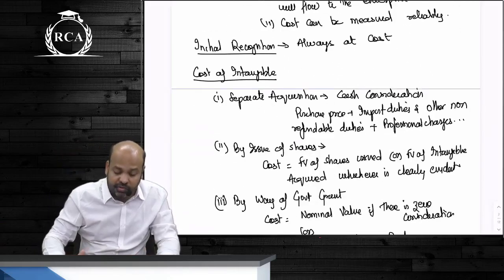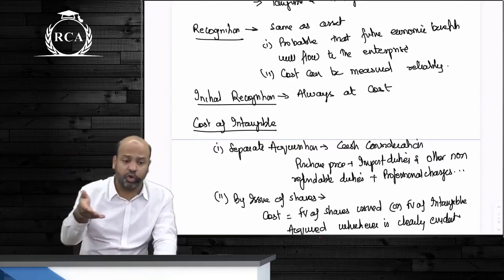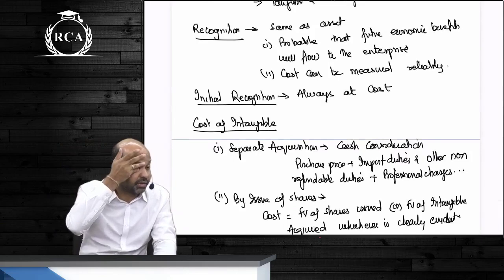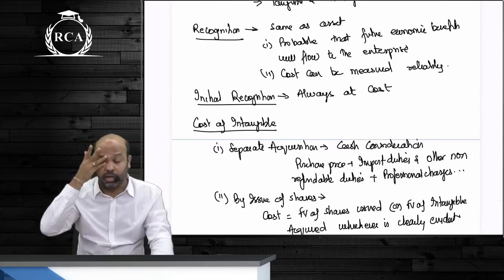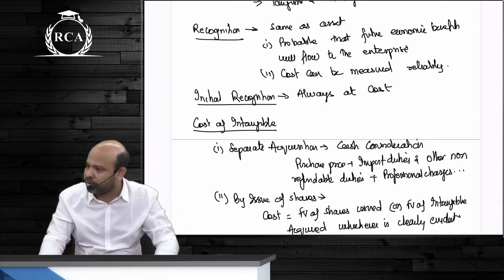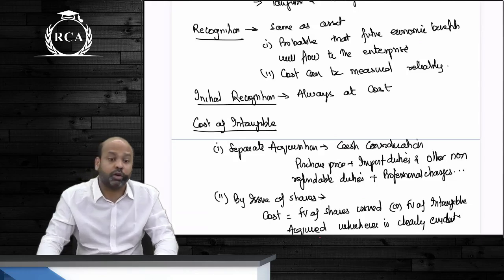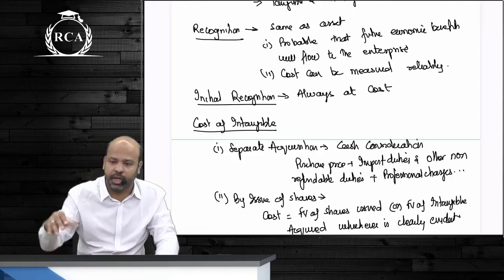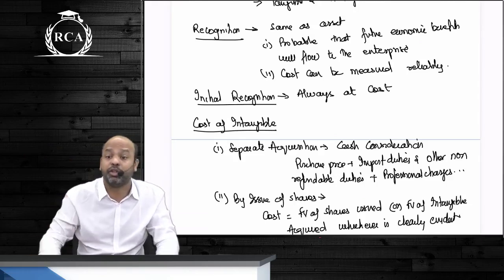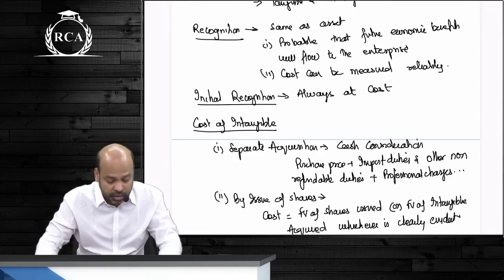Next, beta, after this, we moved on to the recognition criteria. I just told you, beta, 2 minutes back. Recognition criteria is exactly the same as asset recognition criteria. It is probable that there will be future economic benefits, guys, and the cost of the asset can be measured. If the condition is satisfied, beta, you will be able to disclose an intangible asset in your books of accounts.